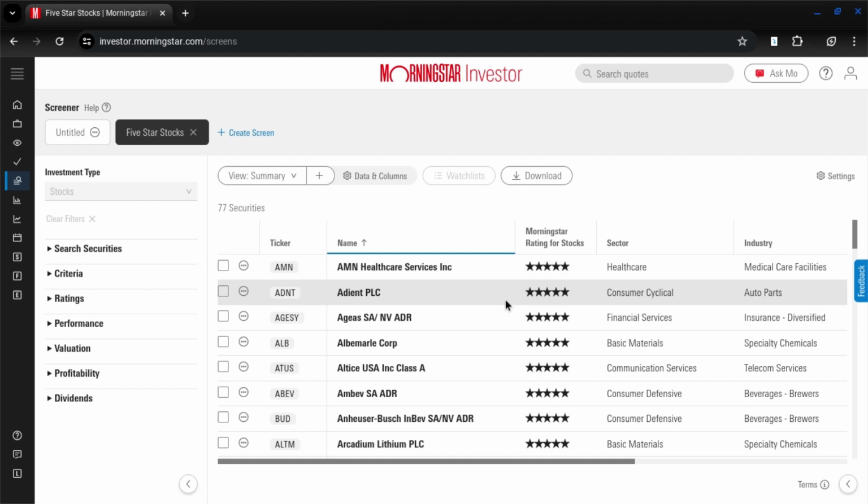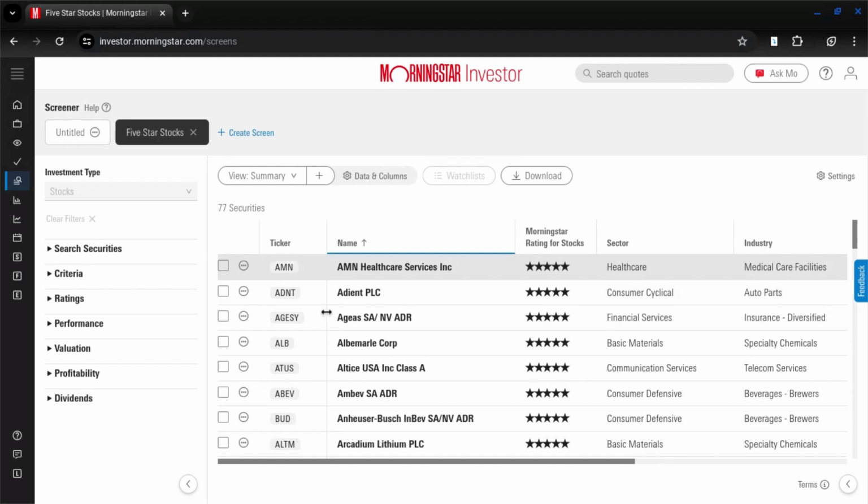So all in all, I think Morningstar's rating and fair value estimate are useful to a certain extent. I actually use this list of 5-star stocks to do my put option selling on stocks because it gives me a very wide safety margin.